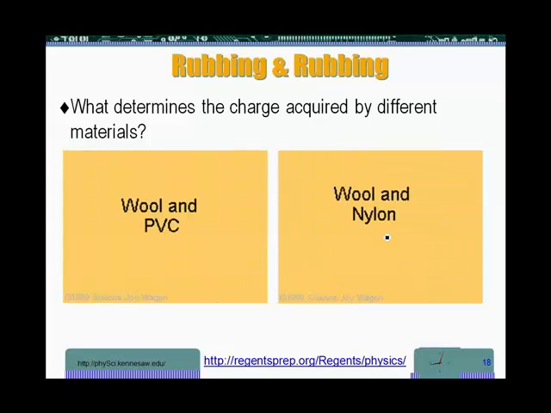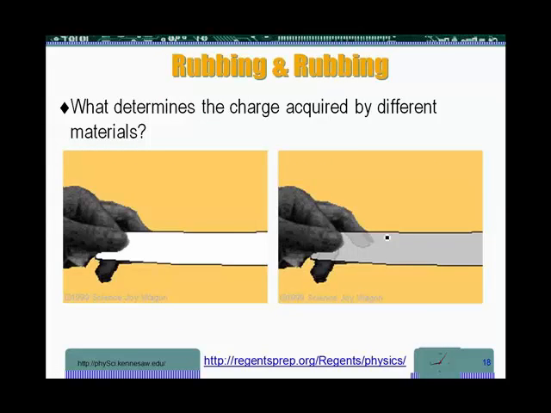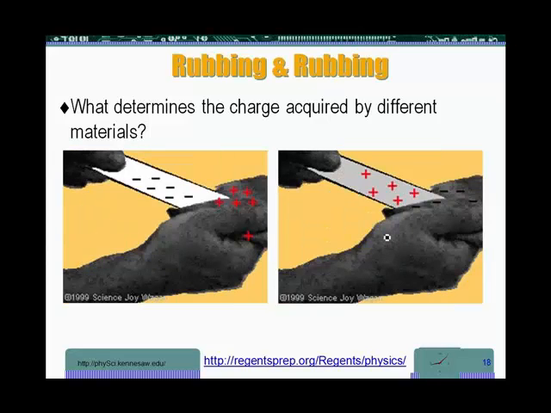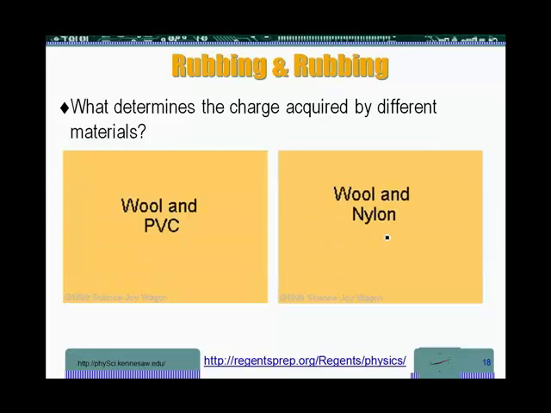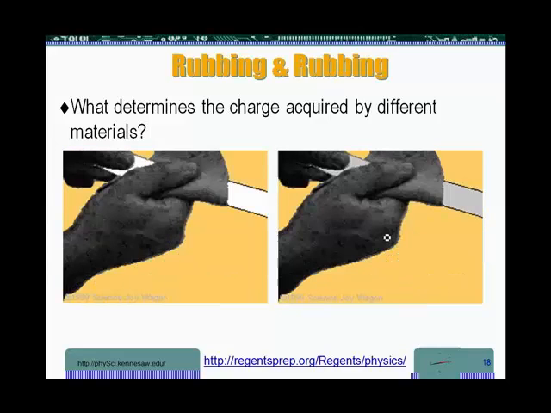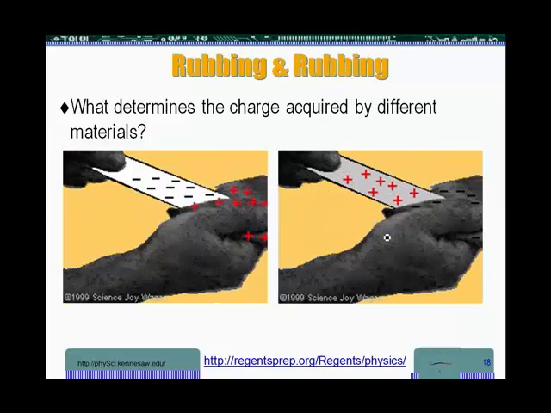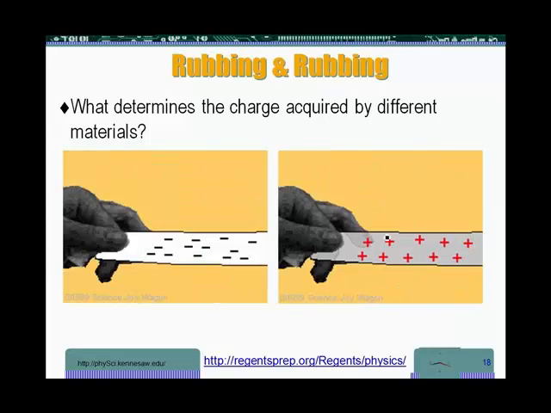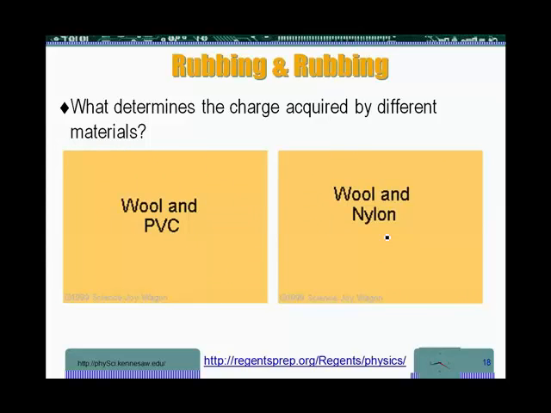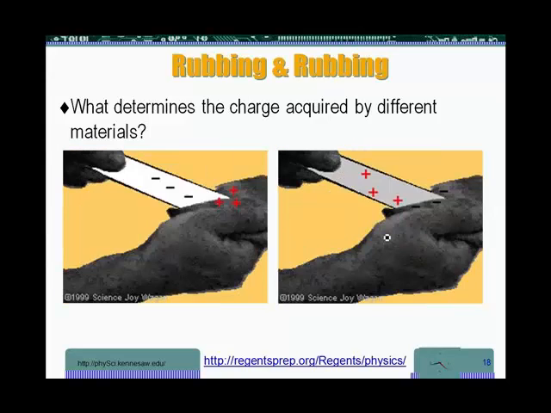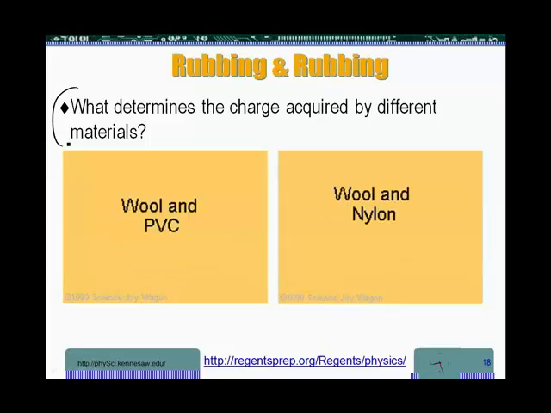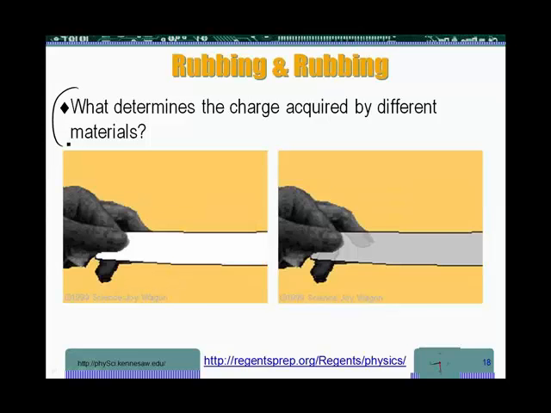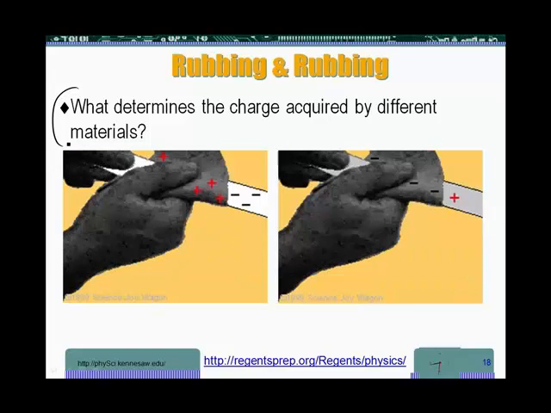When we rubbed the balloon, you notice we left negative charges on the balloon, and on the sweater, positive charges. Is that going to happen all the time like that? That's a good question. Are you sure we are going to have negative charges on the balloon, not positive? Or in other words, what determines the charge acquired by a certain material?